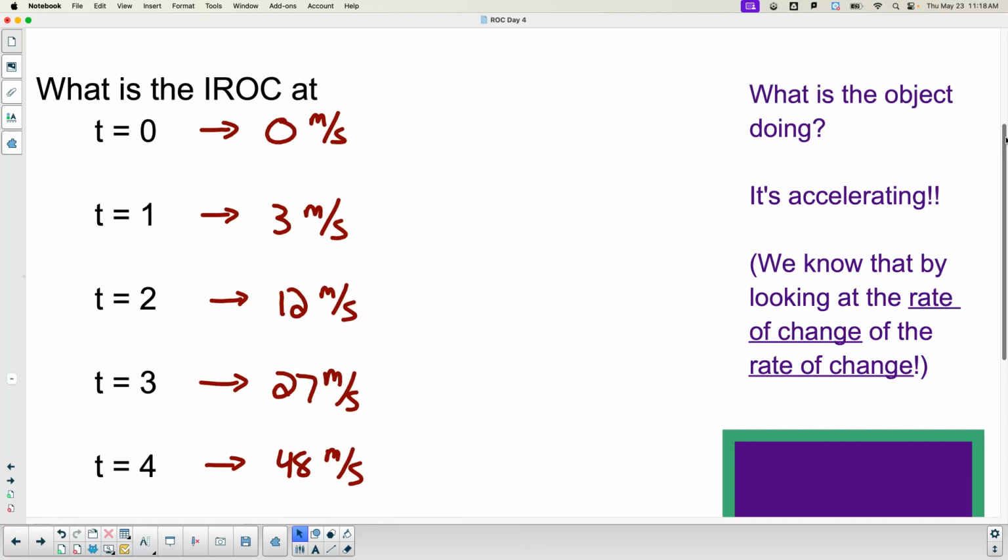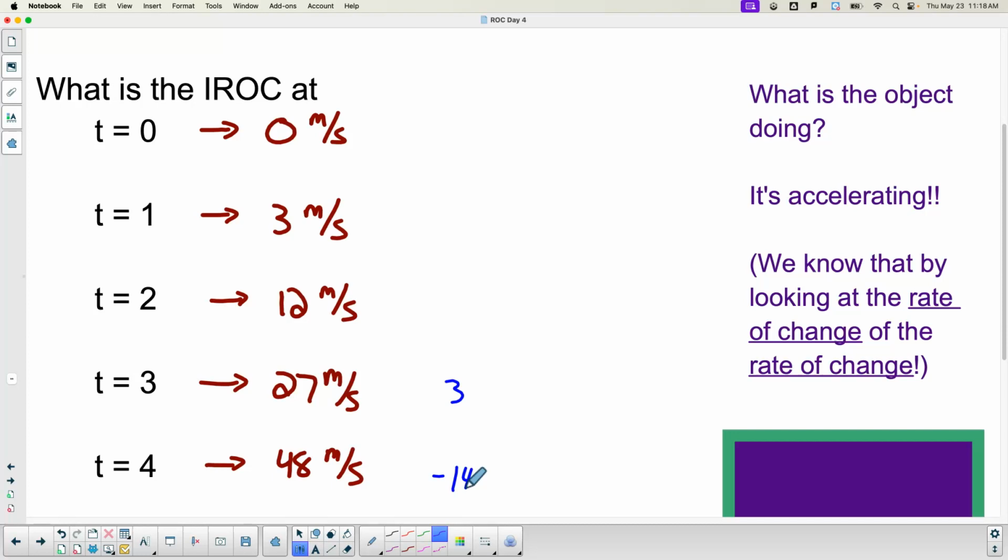So what can we say happens in that case, if we were at 3, and then this went to negative 14? What can we say happens in between 3 and 4 seconds? It decelerates. It stopped. So we would have a 0 somewhere in there. It would have stopped because it changed directions. So it's got to stop in order to change directions.